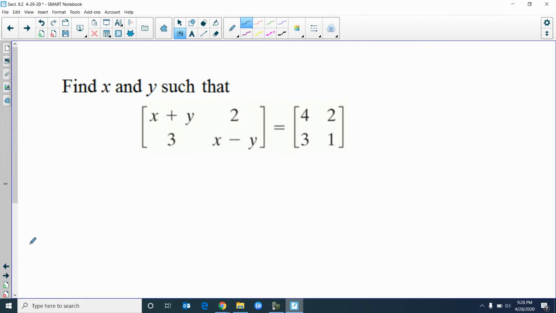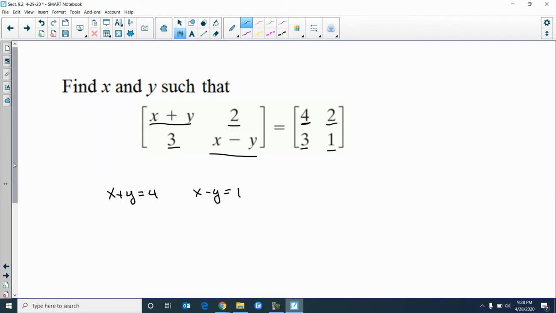Now it says find x and y such that this is true. I'm telling you that these two matrices are equal. The only way two matrices are equal is if the numbers in the positions are equal. This is the first position here, A11. That's a 4. All I know is that x plus y has to equal 4. We know this 2 equals this 2, this 3 equals this 3, so that's going to be equal. And now I also need to know that x minus y, which is this position here, has to equal 1.